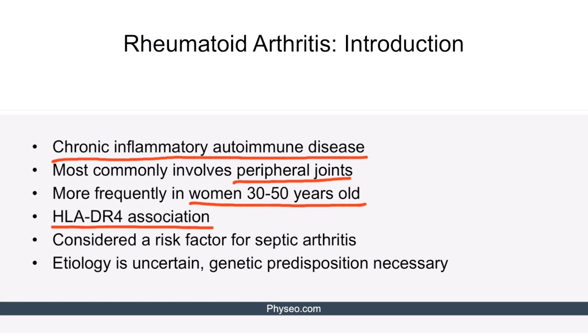Rheumatoid arthritis is considered a risk factor for septic arthritis, as it favors bacterial colonization. Also, most of the medications used for rheumatoid arthritis suppress the immune system, making infections more likely to occur. The etiology of the disease is uncertain. It may be caused by infections like Epstein-Barr virus, parvovirus, human herpes virus 6, but genetic predisposition is necessary.